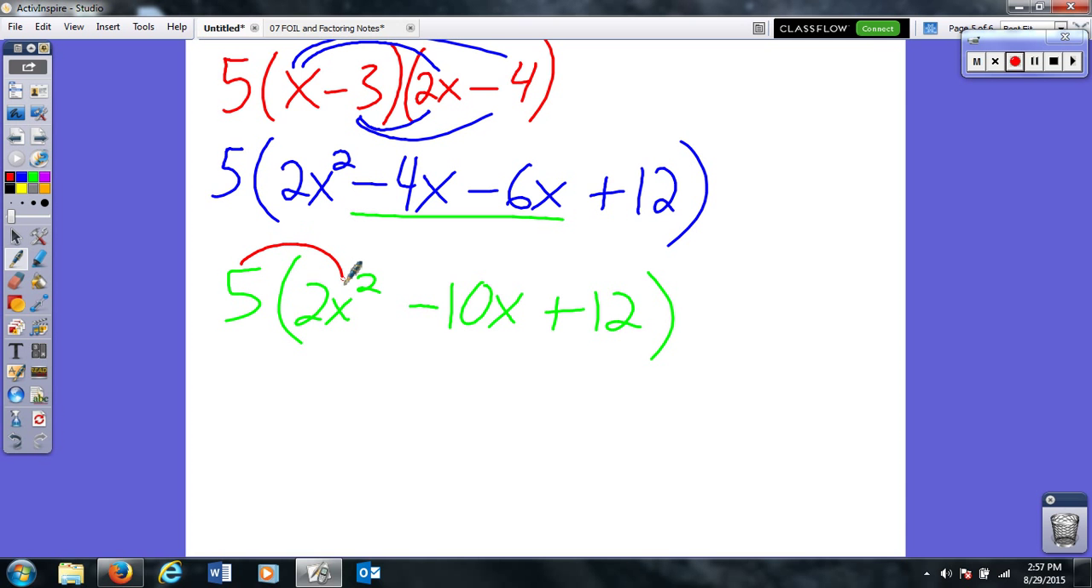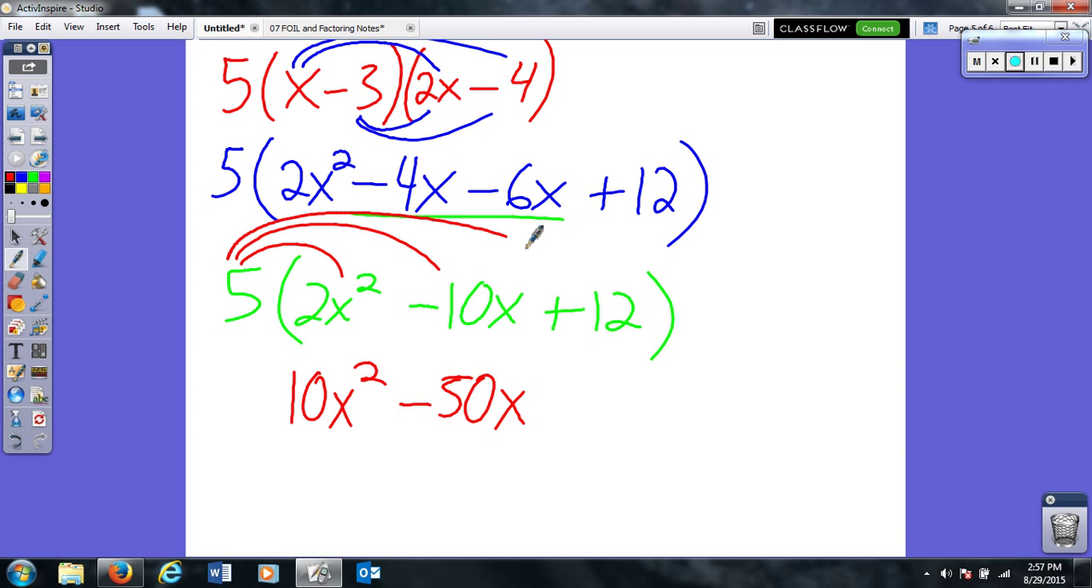So 5 times 2x squared gives 10x squared. 5 times negative 10x gives negative 50x. And then 5 times 12 is 60. And there it is.